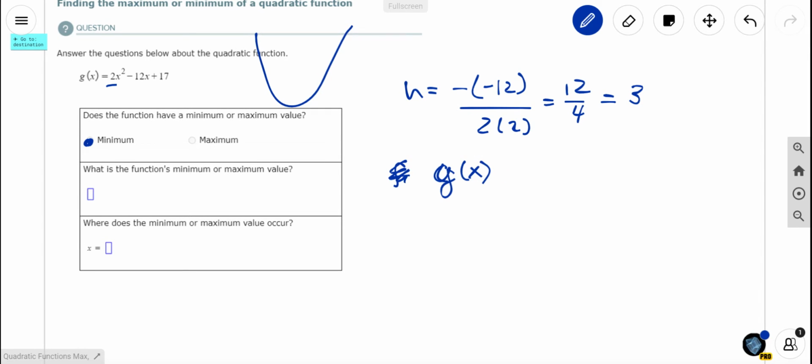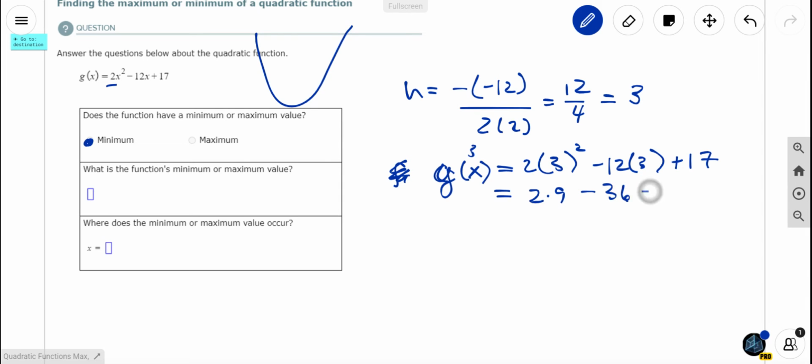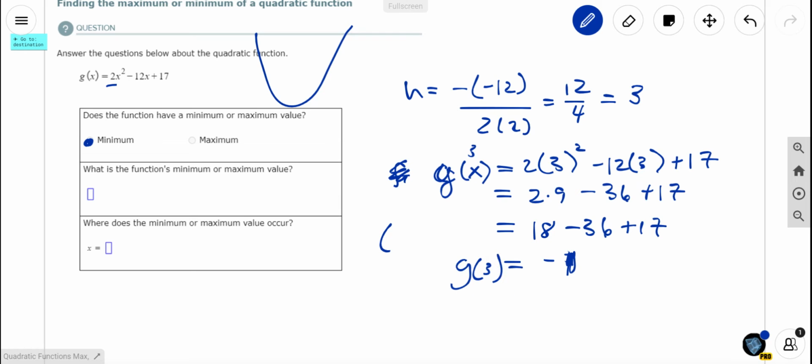Okay, g of x equals, well, we're going to plug in a 3 here. So g of 3 equals 2 times 3 squared minus 12 times 3 plus 17. I hope you guys are getting used to plugging things in, because it's so nice when you get used to it. It gets so easy. 17 plus 18 is 35. Minus 36 is negative 1. Okay, so that's k. G of 3, I should say, is equal to negative 1.